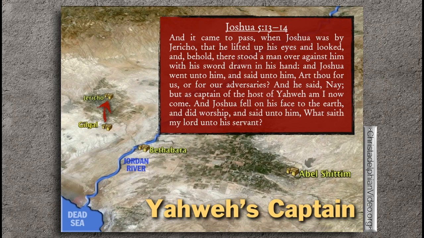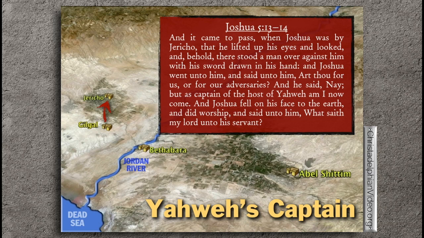it came to pass when Joshua was by Jericho, so they're on their way going up to the city of Jericho, he lifted up his eyes and looked, and behold, there stood a man over against him with a sword drawn in his hand. And Joshua went to him and said to him, are you on our side or are you on the side of our enemies, our adversaries? So this is the angel of Yahweh, and Joshua asks him, are you on our side? And the angel says, no.